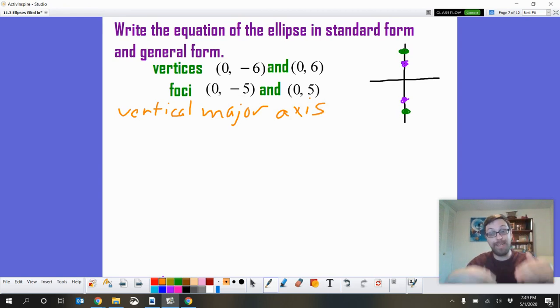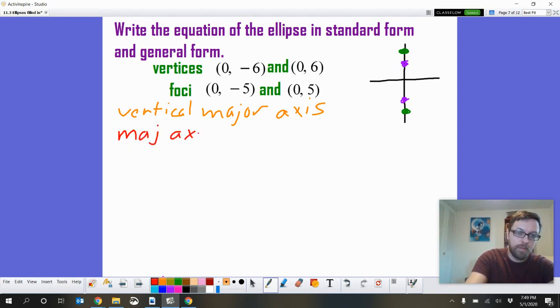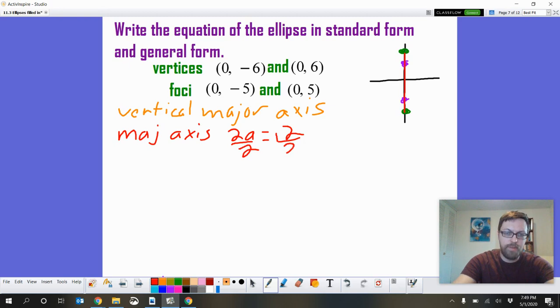That's going to be important in deciding if I want to do the top part or the bottom part of my box. I also care about the length of that major axis. That's going to tell us our a. So our major axis is 2 times whatever our a value is. In this case, our major axis is 12. It's 12 to get from one side to the other. So to figure out what a is, you just divide by 2. So a equals 6.